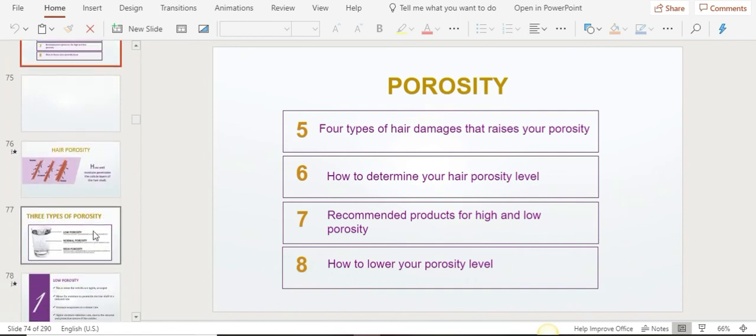Alright guys, so I'll see you in the next lesson where we are going to be going over what porosity is and the three types of porosity levels.